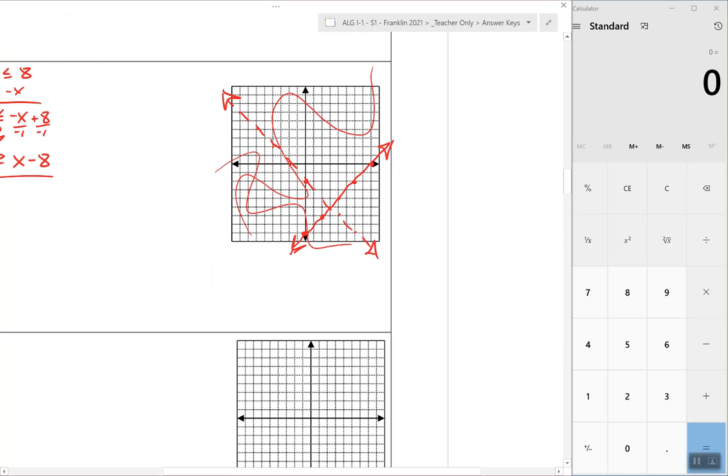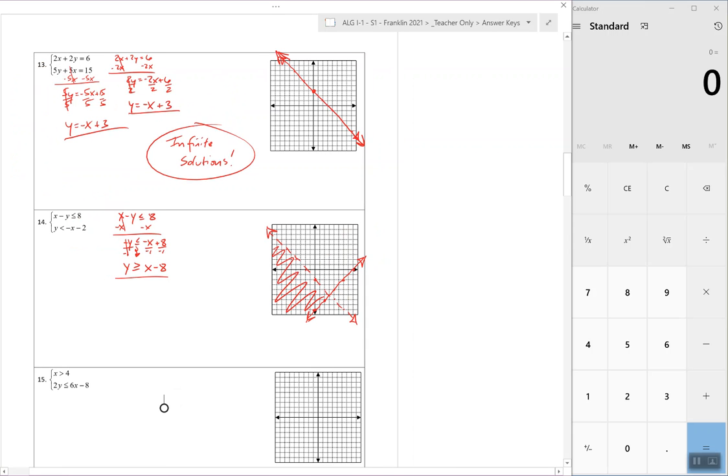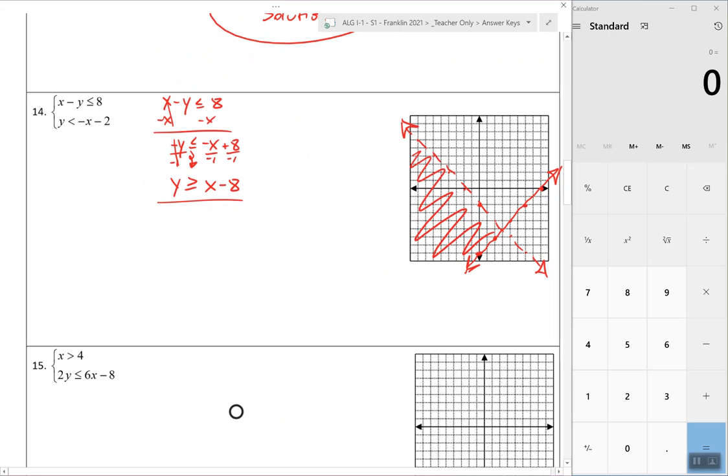So right here, we can see the overlapping section is this section right here. That is above the solid line but below the dotted line. And the solution set is the points in the shaded area. We're not asked to here, but if we were asked to name one or more solutions, we would pick points in that shaded region.